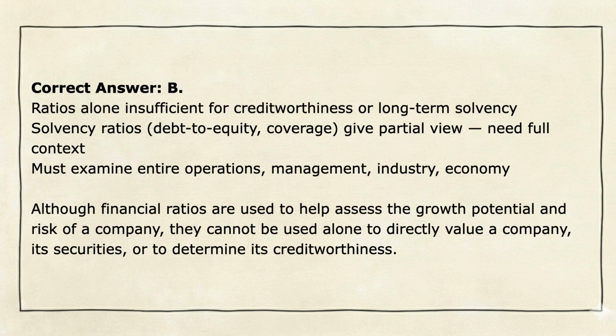Correct answer, B. Ratios don't tell the whole story about whether a company is creditworthy or can survive in the long run. Solvency ratios, like debt to equity and coverage, only give us a piece of the puzzle. To really understand a company, we need to look at everything: how it runs, who's in charge, what's happening in its industry, and what's going on in the economy. Even though financial ratios can help us figure out how much a company might grow and what risks it faces, they can't be used by themselves to figure out how much a company is worth, what its stocks are worth, or if it's a good bet to lend money to.